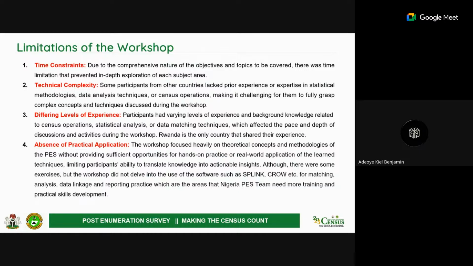Technical complexity: some participants from other countries lacked prior knowledge and expertise in statistical methodologies. Many of them didn't know about the PES. Only, I think, Ethiopia had done a trial PES in 2017. And we gathered that the time still was with them, and after that, they never did the same thing up to now.